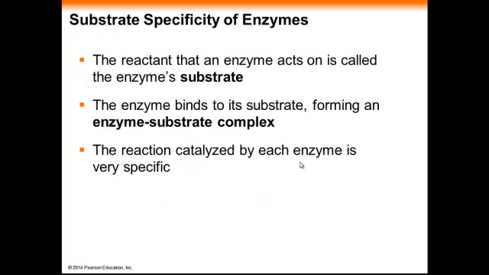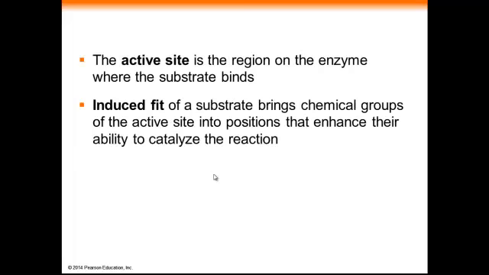Now, enzymes function in very specific ways, and we're going to go through that in the next few slides. The reactant that an enzyme acts on is called the substrate. So any molecule that an enzyme does its job on is a substrate. What happens first is the two molecules bind, forming what we call an enzyme-substrate complex. The reaction catalyzed by each enzyme is very specific. So each enzyme catalyzes a reaction with a specific substrate. There are very few enzymes that will react with more than one different substrate.